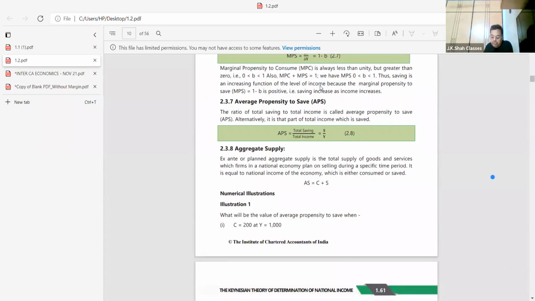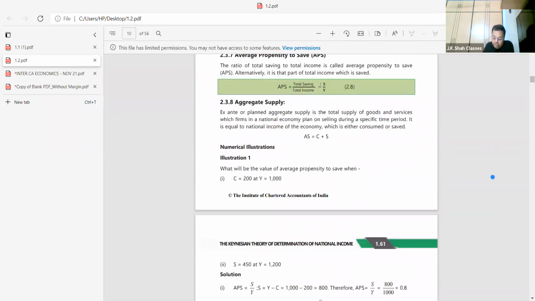What will be the value of average propensity to save when C is equal to 200, Y is 1000? And then it says S is 450, Y is 1200. All of you kindly pay attention, beta. This is very easy. Now this particular pen I cannot write on this book, students. So just for your information, make 3 columns, Y, C and S. Now Y, write first 1000 rupees.